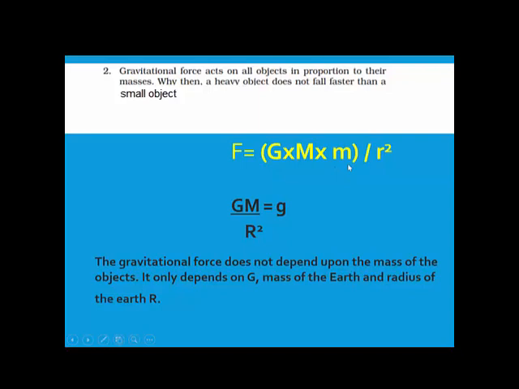So here the mass of the object is appearing, but when the object falls from a certain height, what is the formula for acceleration due to gravity? g is equal to GM upon r square. So here there is no mass of the object appearing. Which means that whether you make an elephant fall or a paper fall or a stone fall, the acceleration due to gravity does not depend on the mass of the object. So this is the answer.